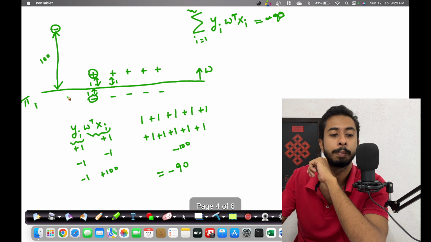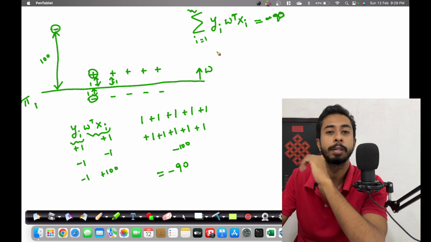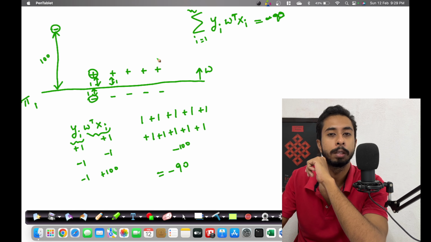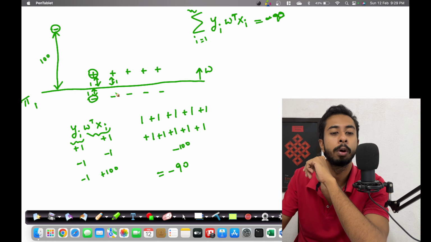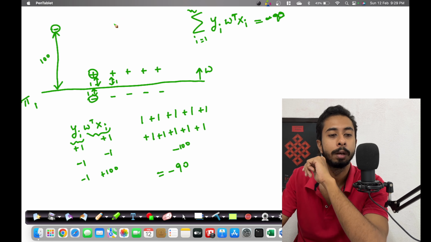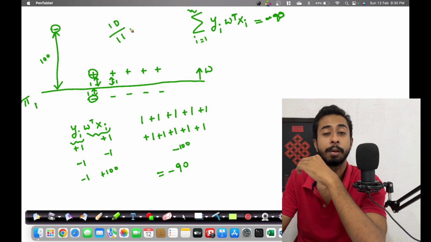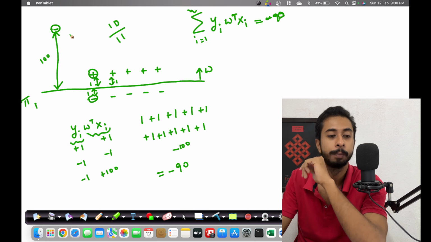First look at this pi 1. How many points are correctly classified by pi 1? All the 5 positive points are correctly classified. All the 5 negative points are also correctly classified. The only misclassified point is this. So out of 11 points, 10 points are correctly classified. So the accuracy is very high, isn't it? Only 1 point is misclassified. This point is classified as a positive point, although it is a negative point. But all the other 10 points are correctly classified by the classifier.